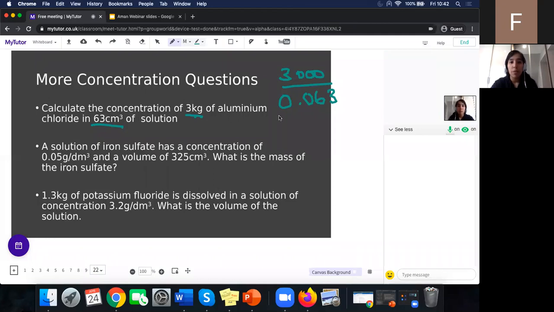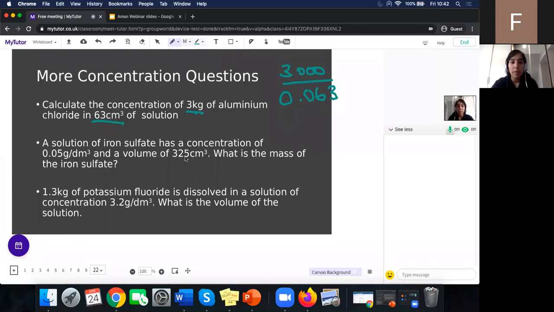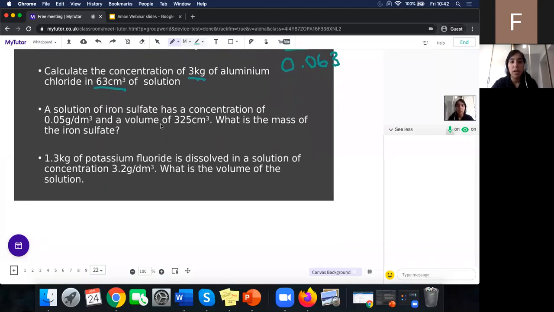Good. Well done. Again, convert it into 3 significant figures. So 47,600. Well done to the person that gave me that answer, grams per decimetre cubed. Excellent. Okay, the next question, we want to calculate a mass.